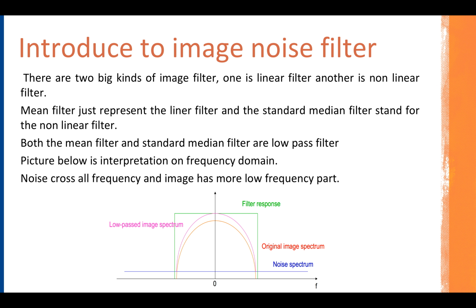And there are actually two big kinds of image filters. One is linear filter, another is non-linear filter. Mean filter represents the linear filter, and the standard median filter stands for the non-linear filter. Both the mean filter and the standard median filter are low-pass filters, and the picture here is an interpretation in the frequency domain. We can see noise across all frequencies, and the image has more low frequency part. From these pictures, we can get a clear idea.